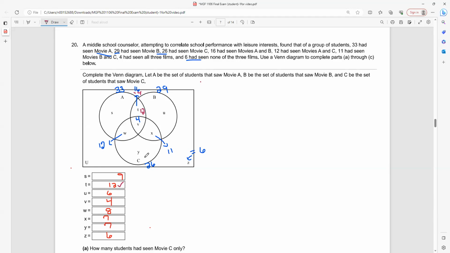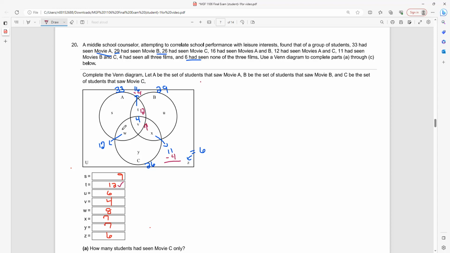And then letter X, we have here the number of students that saw both C and B, but we're going to subtract from it those that saw all 3 of the movies. So we'll take our 11 and subtract from it the 4 students that saw all 3. Okay, that'll leave us with 7 here for letter X.